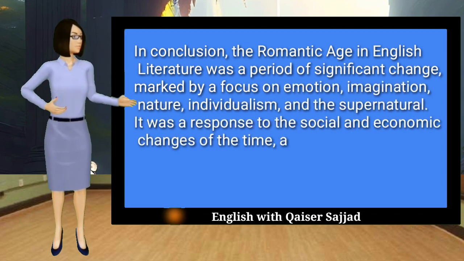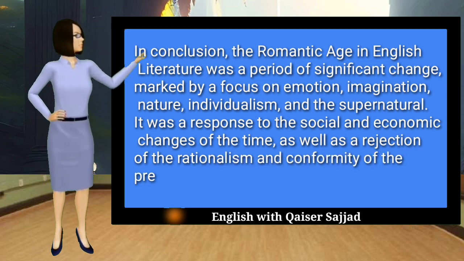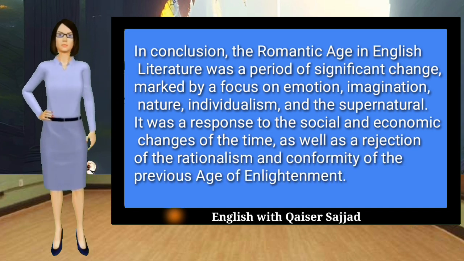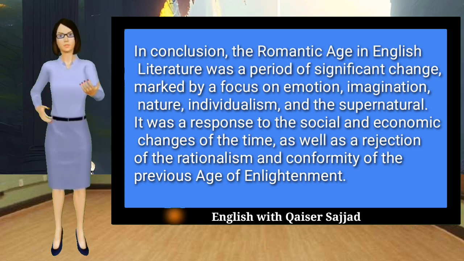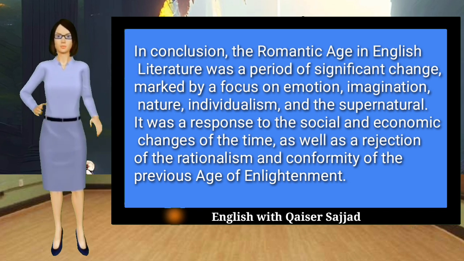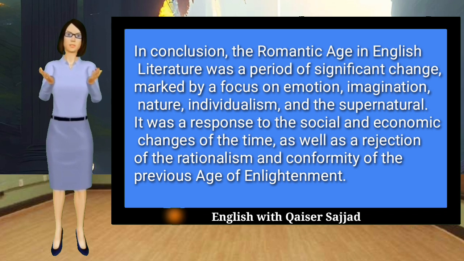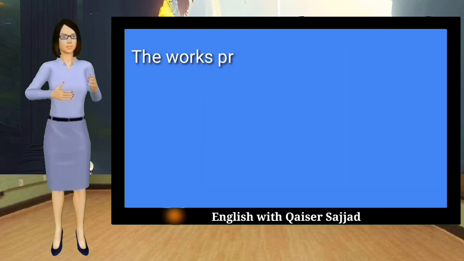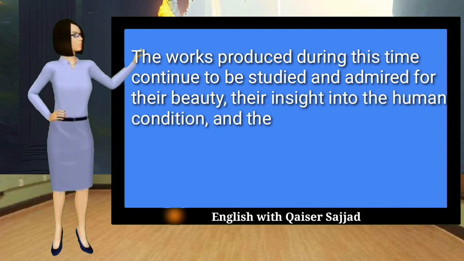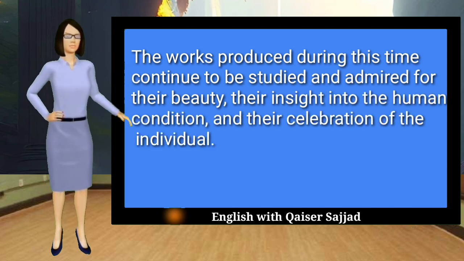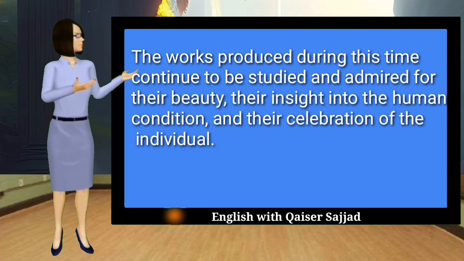In conclusion, the Romantic Age in English literature was a period of significant change, marked by a focus on emotion, imagination, nature, individualism, and the supernatural. It was a response to the social and economic changes of the time, as well as a rejection of the rationalism and conformity of the previous Age of Enlightenment. The works produced during this time continue to be studied and admired for their beauty, their insight into the human condition, and their celebration of the individual.